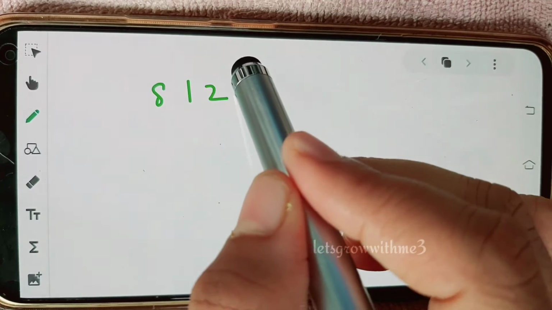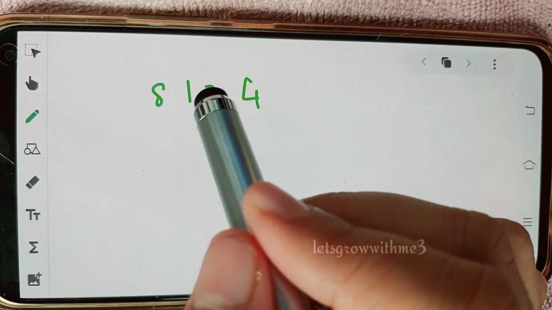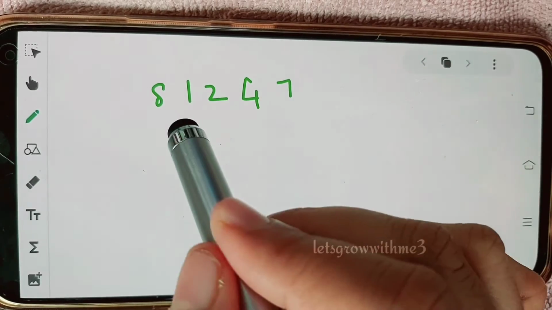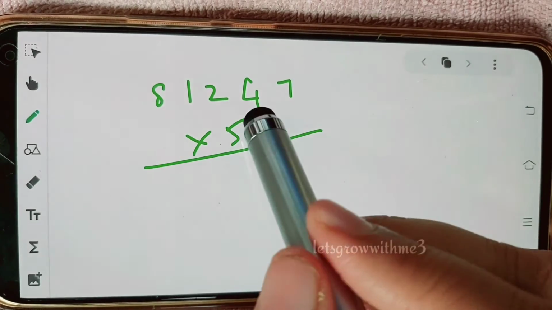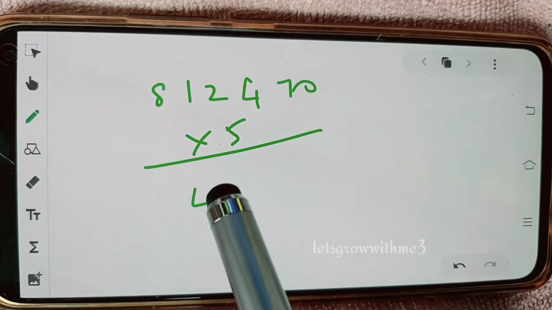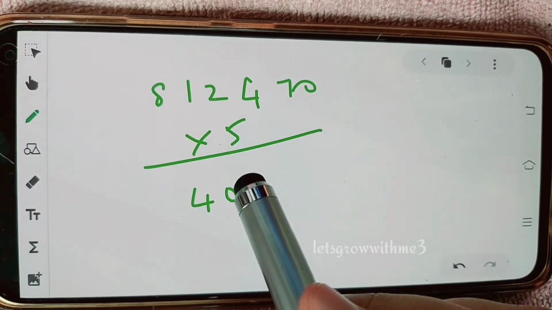8 1 2 4 7. So it's now a 5-digit number. So now if you do the conventional method, it's very hard, it will take a very long time. Okay, just append 0 and find the half of the value.